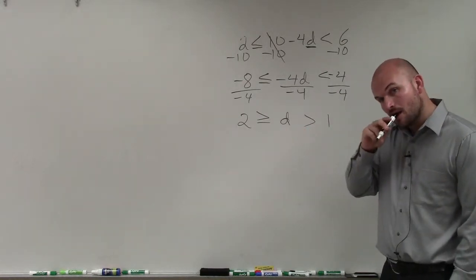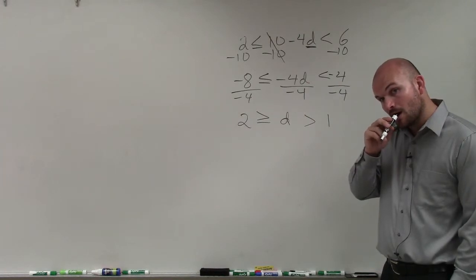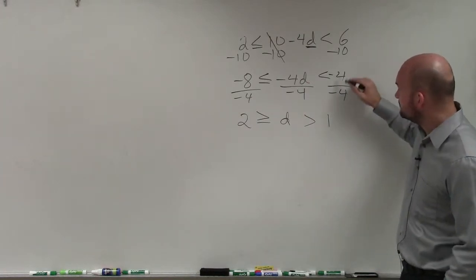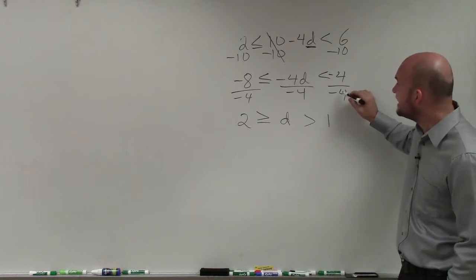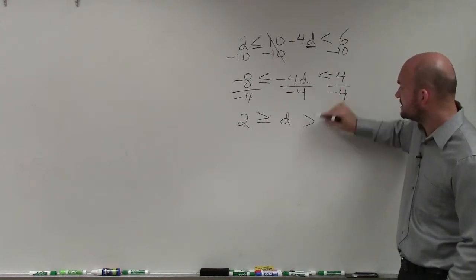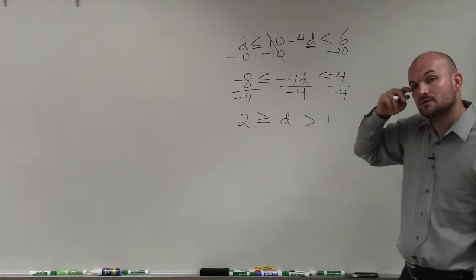Yes? No, that -4 divided by -4 is positive. But I divided by a -4. That's why I had to flip the sign. Oh, you did flip that.